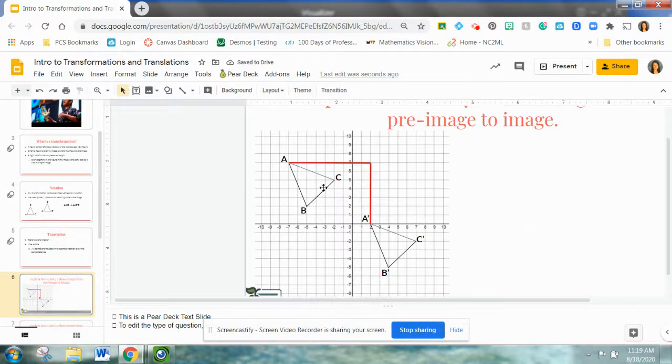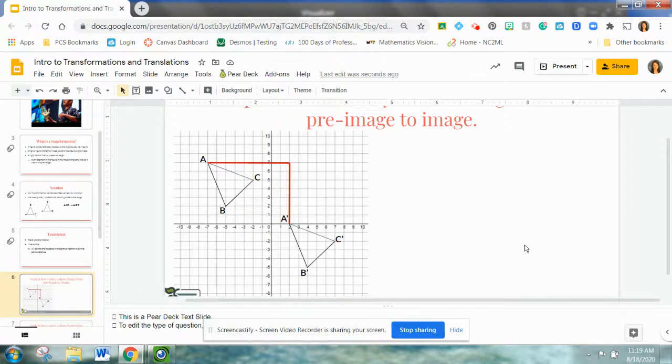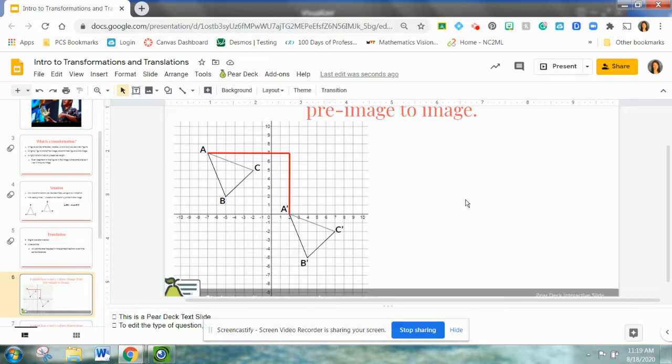If I can figure out the movement from A to A prime, it should be exactly the same for every other point on this pre-image to the image. And ultimately, my goal is going to be able to figure out how to make the X and Y values reflect this.